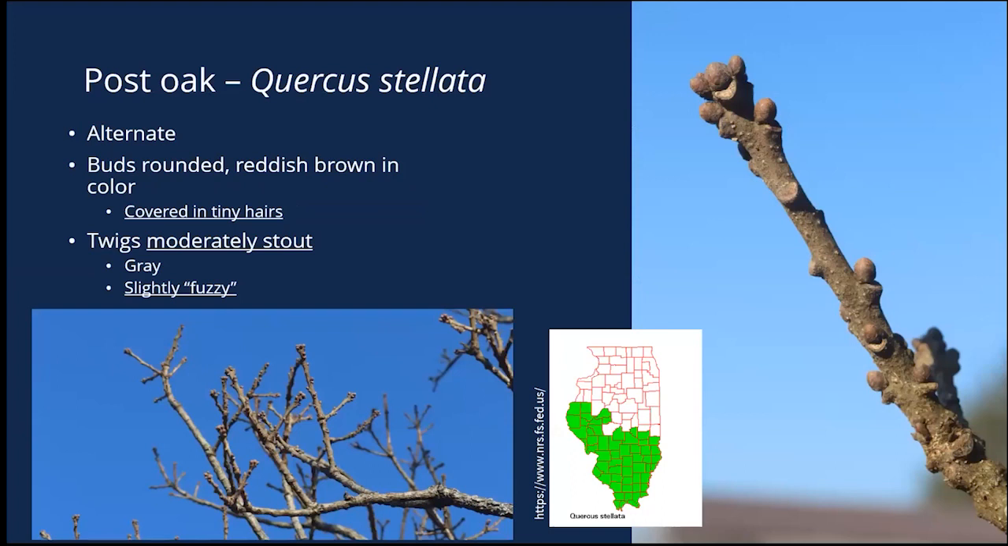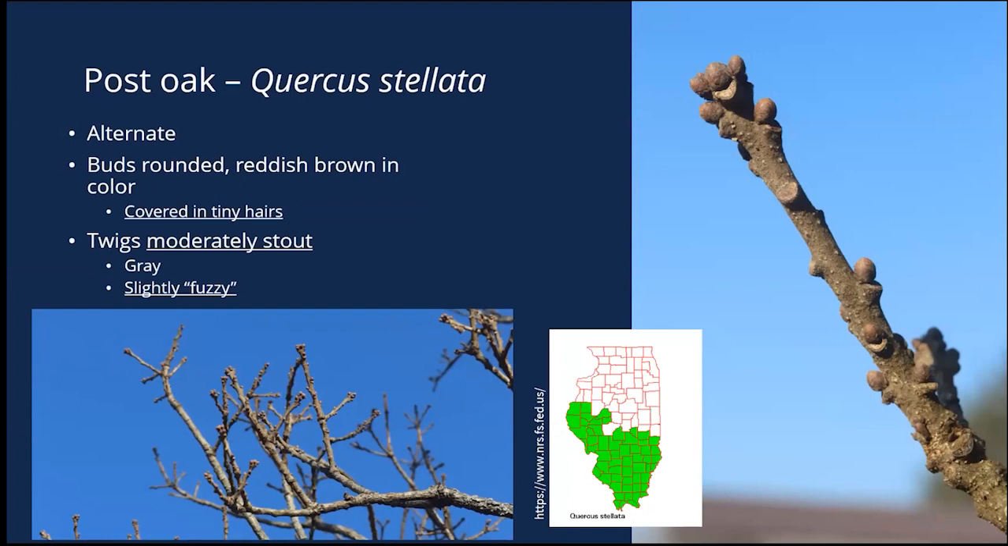It's found in the southern third or southern two-thirds of the state, maybe the southern half of the state. But again, I see a lot of people mistaking these two. Looking at the twig, the difference is post oak buds are much more strongly rounded. They don't have that kind of bluntly pointed shape. They're typically a little more rounded, more spherical, and then they're typically covered in tiny hairs. So they're somewhat fuzzy, the buds are.